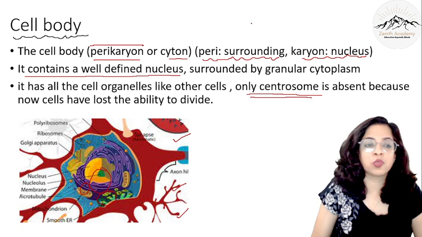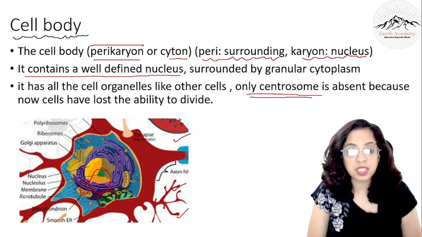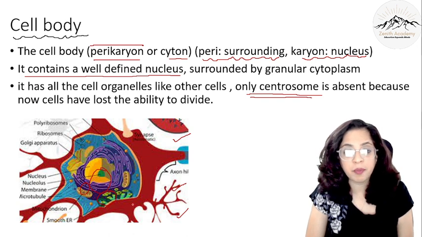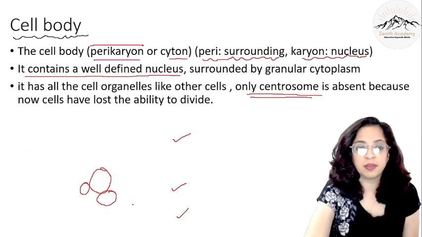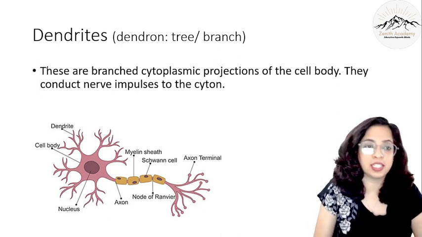You can see there is one more diagram here I have shown. This is a 3D type of image where you can see the nucleus, the ribosomes, mitochondria, Golgi apparatus, everything very clearly. Let's go ahead. Now let's talk about dendrites.